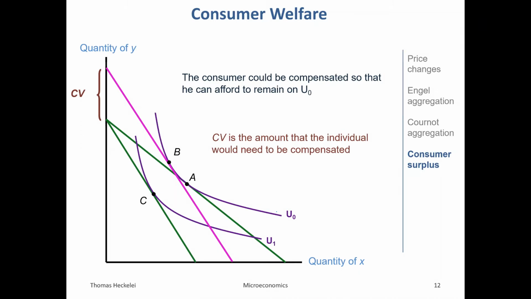Second option, we can just let the individual move on to the new optimum point at C with a new utility level U1. In this case it is lower than U0. Now, we ask, how much does he or she need to afford U1 if PX were not to change? So if the price were the same as before, then the slope of the budget line stays the same, right?